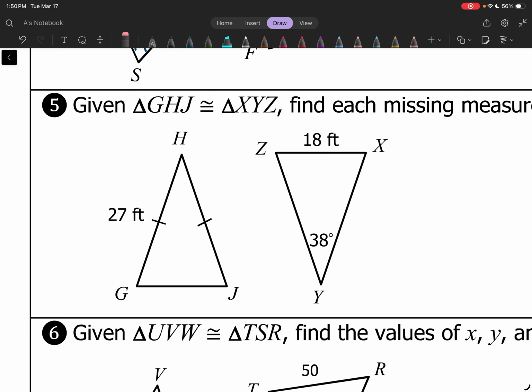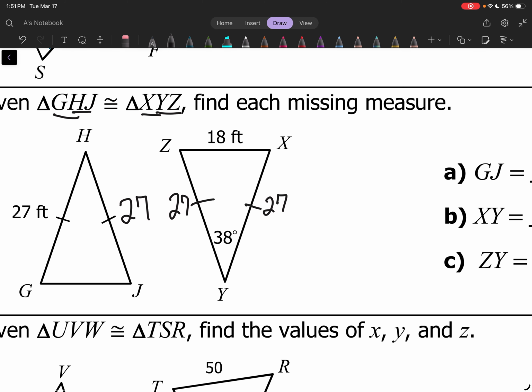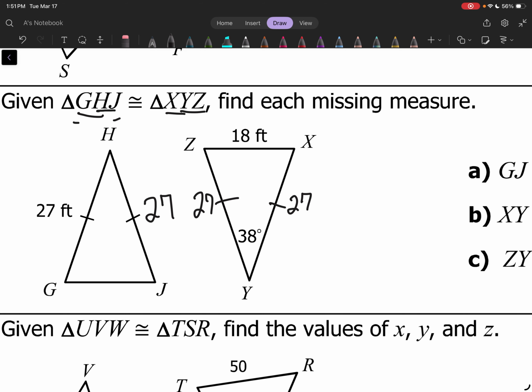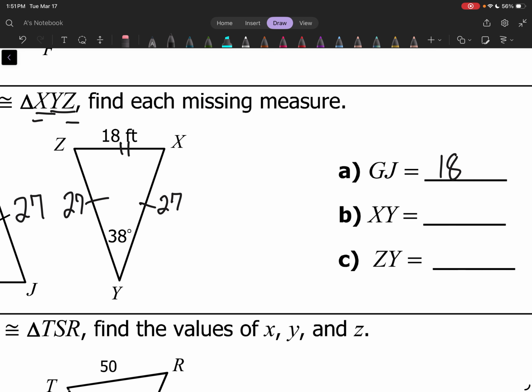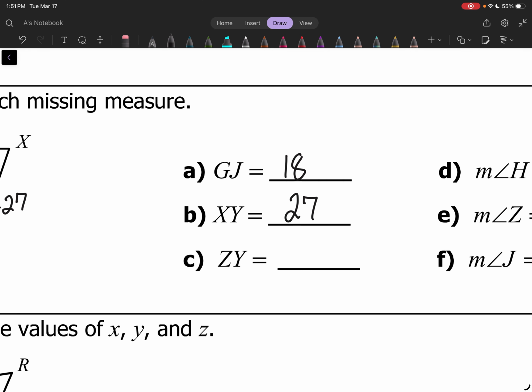Note first that this is an isosceles triangle, and I have congruency from GH to HJ. GH, according to the top, is the same thing as XY, and HJ is YZ. So these are all 27. G to J is the same thing as X to Z. So it is 18. XY is 27. ZY is 27.